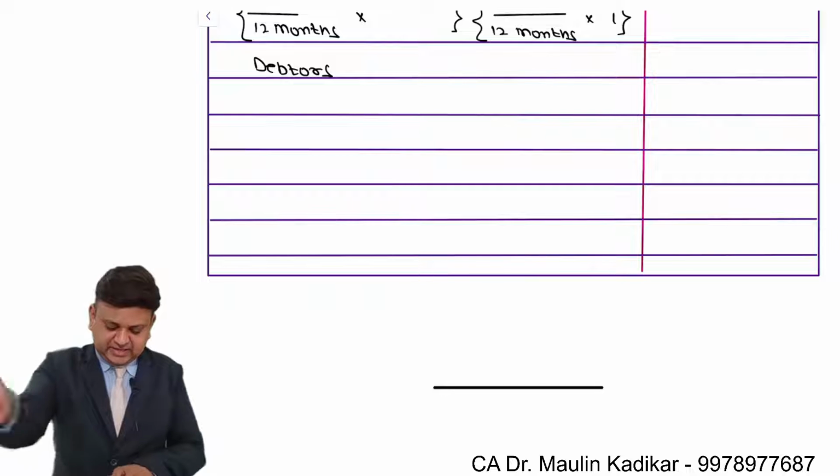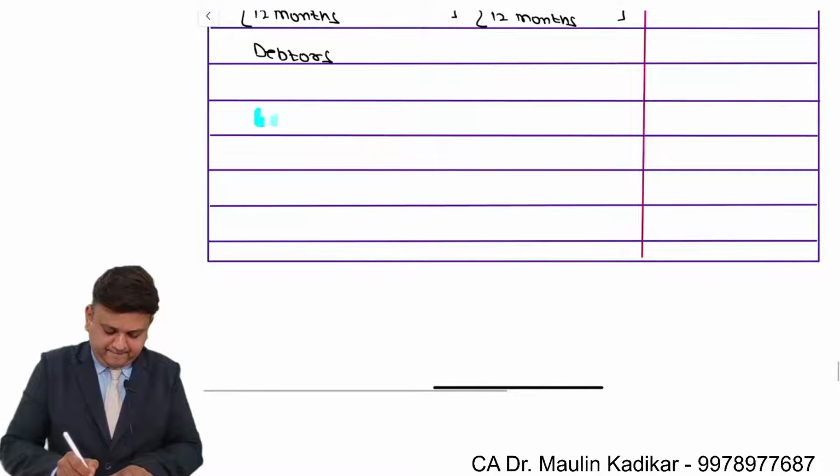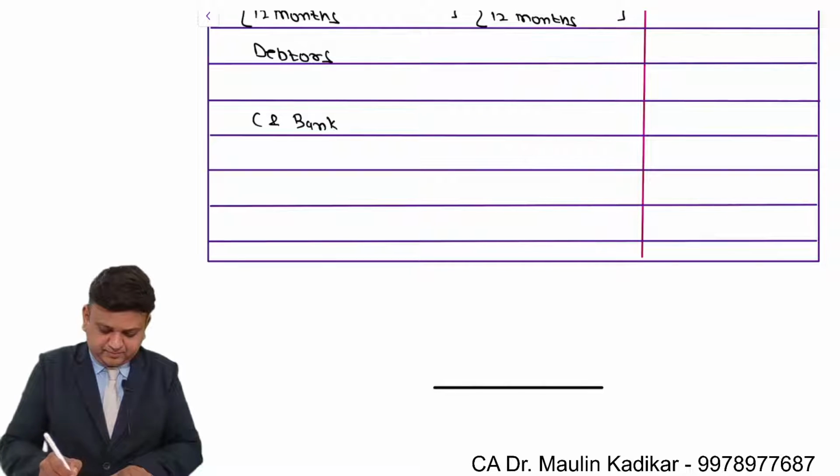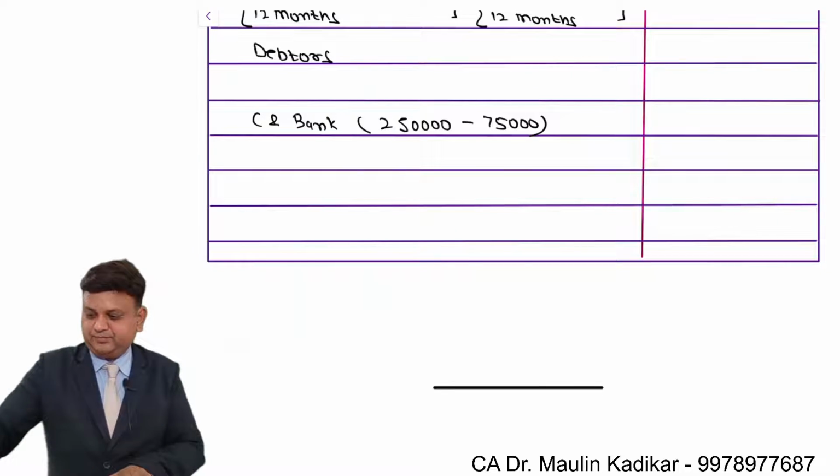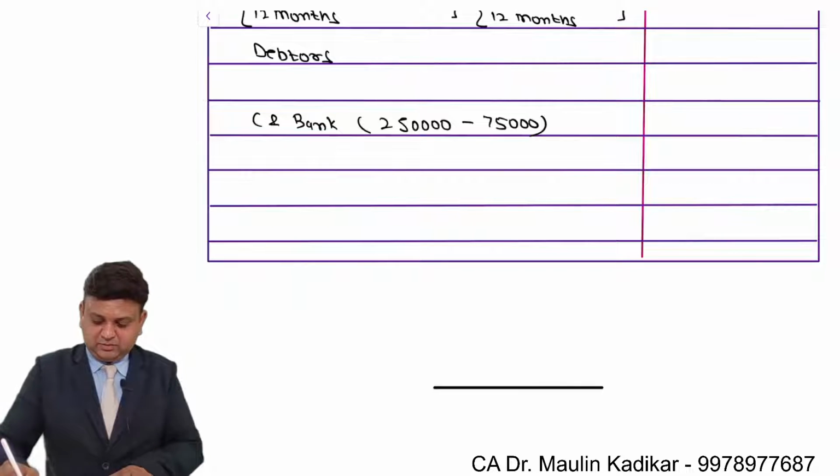So we understand that the cash balance, cash and bank, is 2,50,000 minus 75,000, which is 1,75,000.